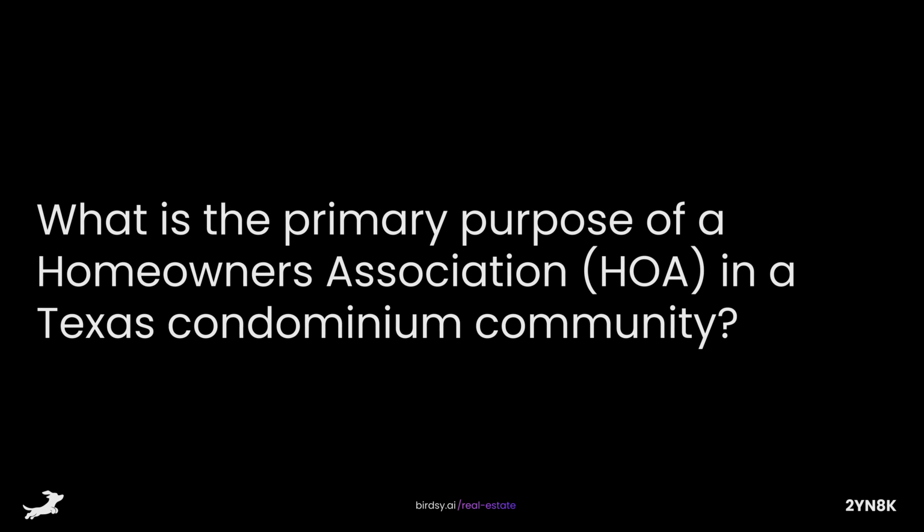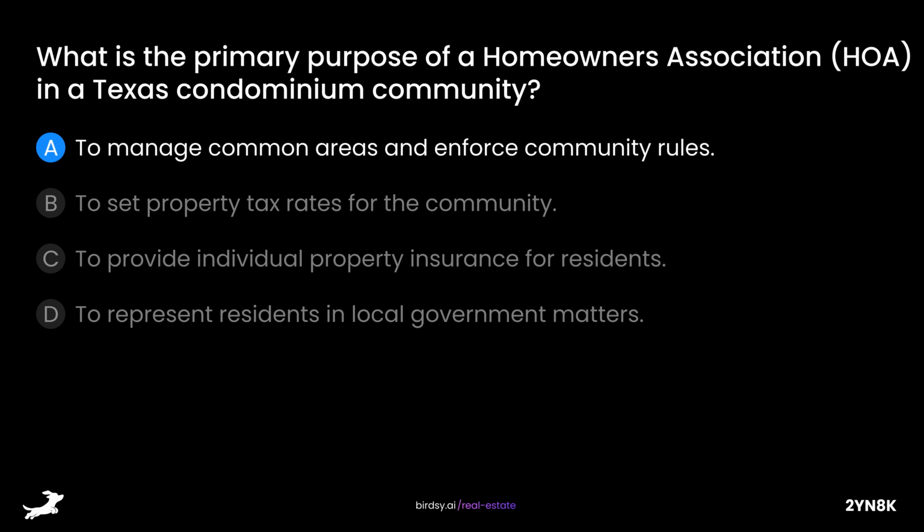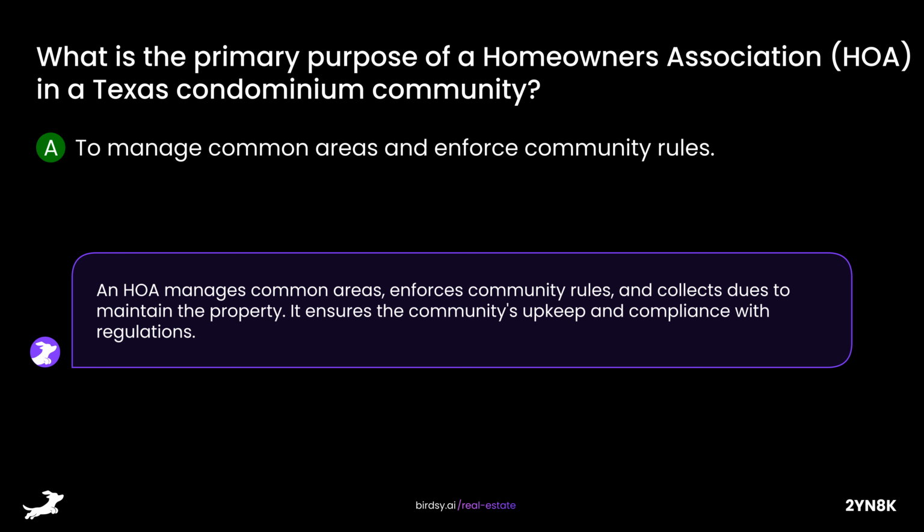Condominiums. What is the primary purpose of a homeowners association in a Texas condominium community? Is it A, to manage common areas and enforce community rules, B, to set property tax rates for the community, C, to provide individual property insurance for residents, or D, to represent residents in local government matters? The answer is A, to manage common areas and enforce community rules. An HOA manages common areas, enforces community rules, and collects dues to maintain the property. It ensures the community's upkeep and compliance with regulations.